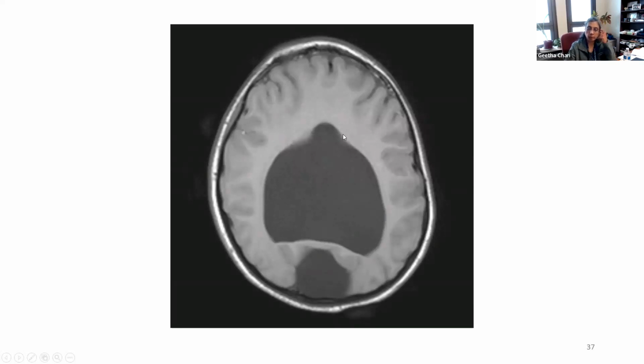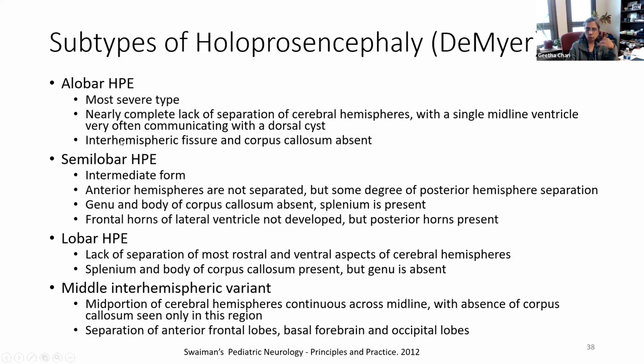And then you can see that there is again a single ventricle, single cerebral hemisphere, not hemisphere, single cerebrum, and then a posterior fossa cyst. So this is the classic appearance of holoprosencephaly. So holoprosencephaly can be divided into different types.